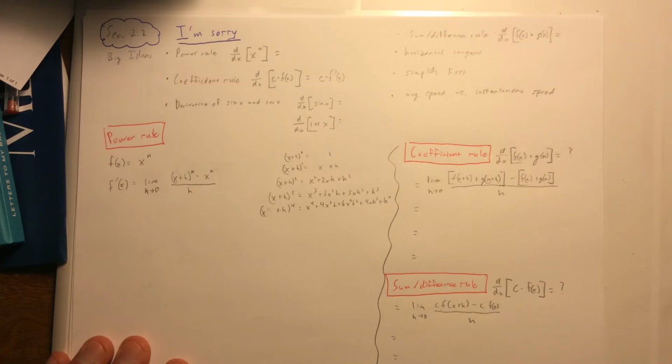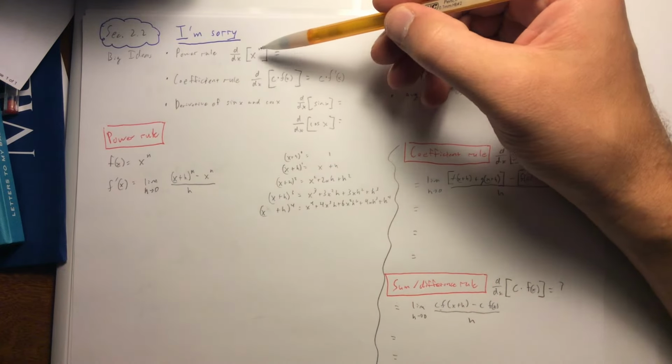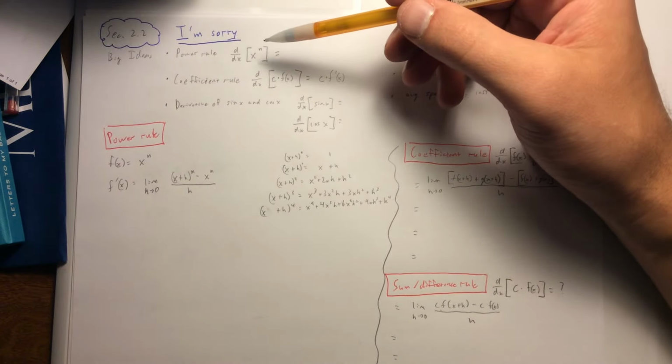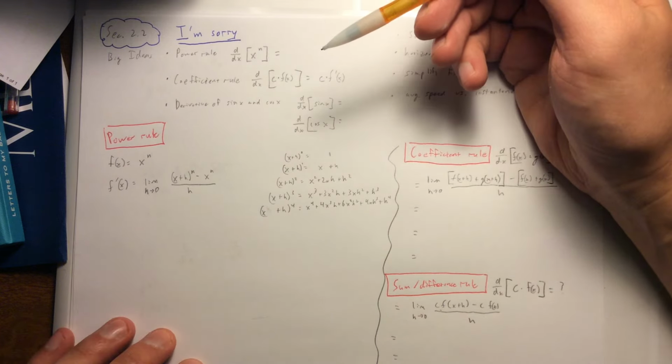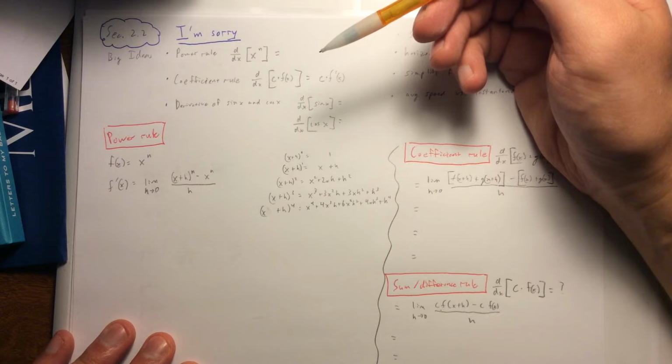The title of this lesson is the power rule. The derivative of x raised to the n. We don't care what n is, it's just some number. Could be the third, could be the fifth, could be the eighth, whatever. We're going to find out what the derivative of that is.